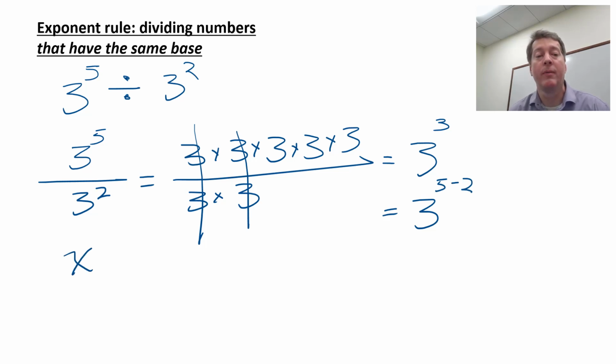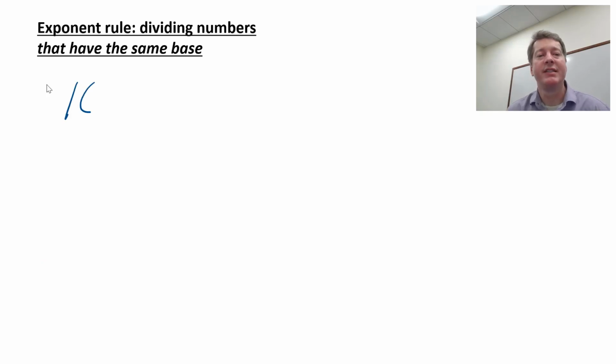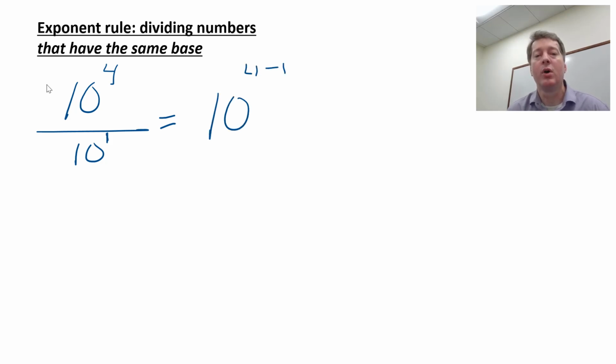So as a general rule, x to the a divided by x to the b is x to the a minus b. You subtract the exponents, another very important rule to memorize. Suppose I had 10 raised to the power of 4, 10 to the fourth divided by 10. Same rule, you subtract the exponents because 10 is the same as 10 to the 1. So this is 10 to the 4 minus 1. This is 10 cubed.